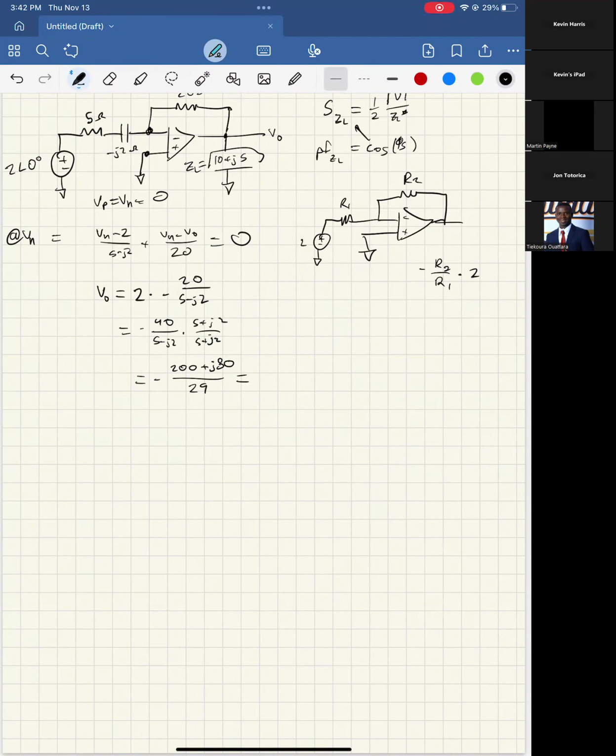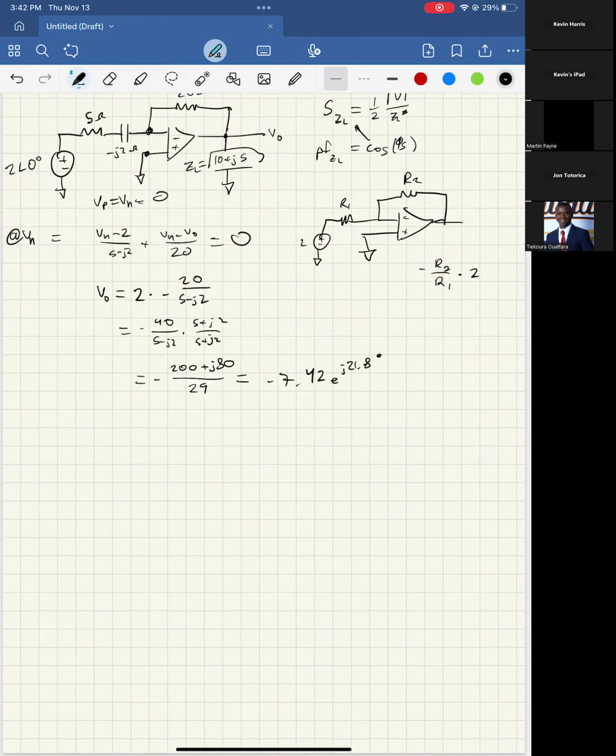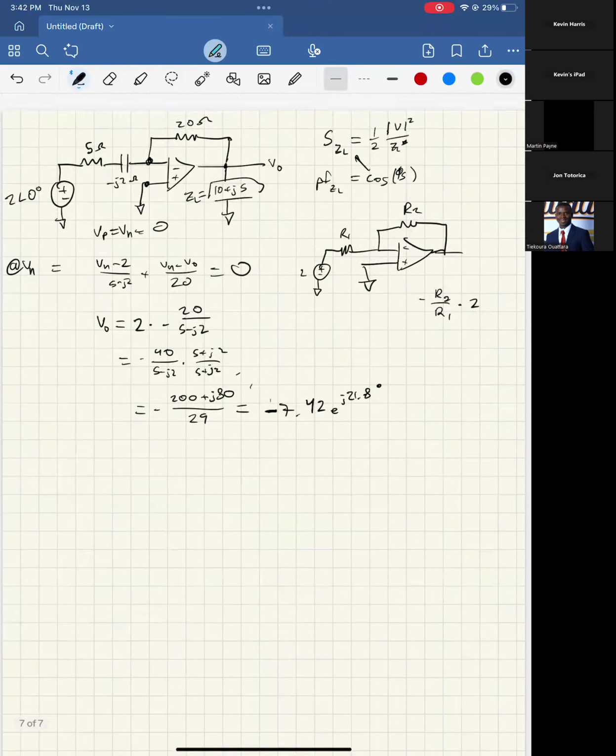I'm not sure I did this right, but I have the answer right here in front of me, so I'm just going to fill in that eventually you get negative 7.42 e to the j 21.8 degrees. So dot dot dot, you get this, and that would be in volts.